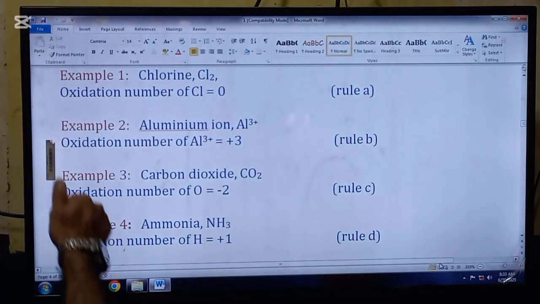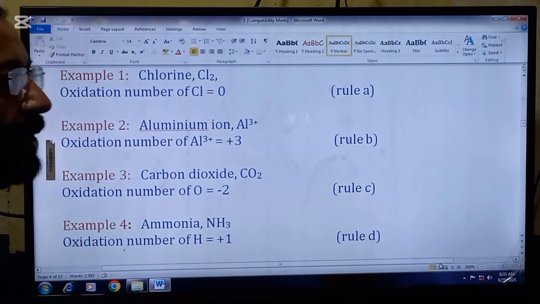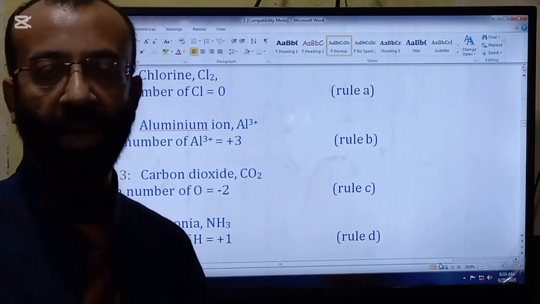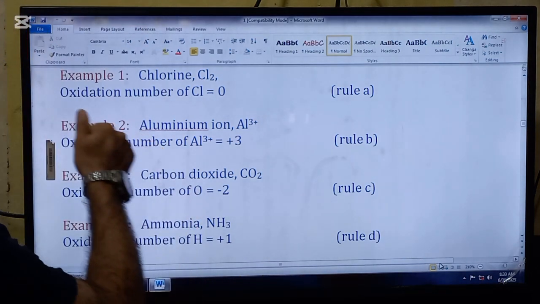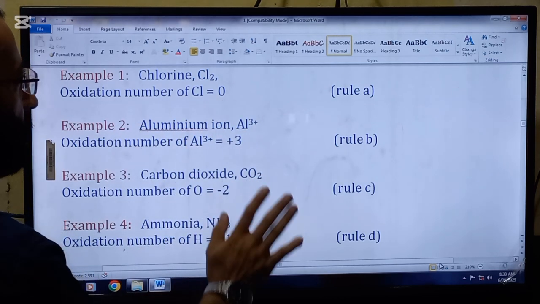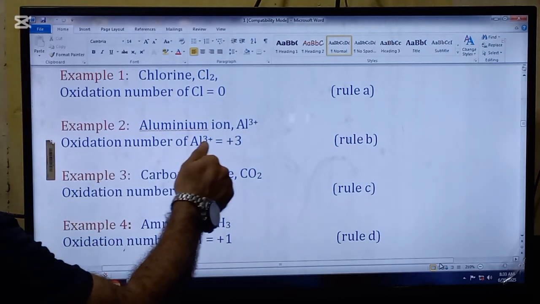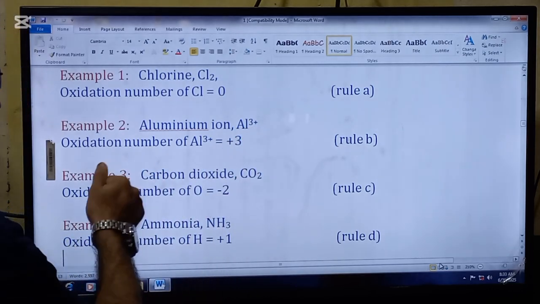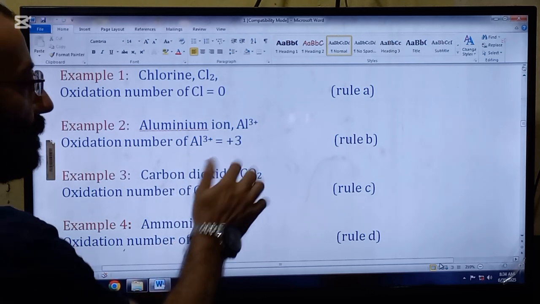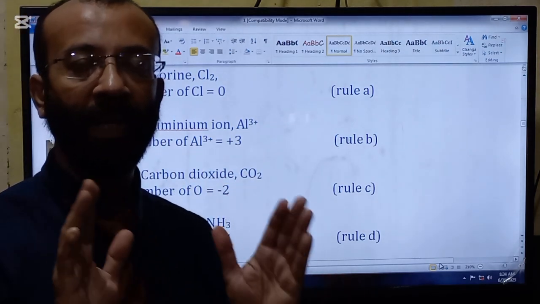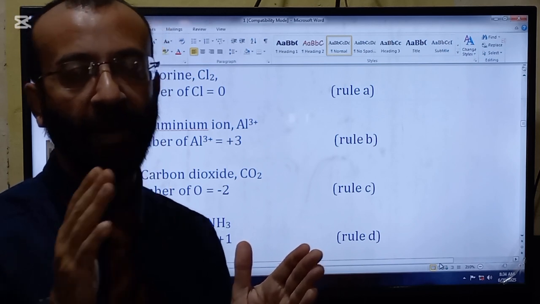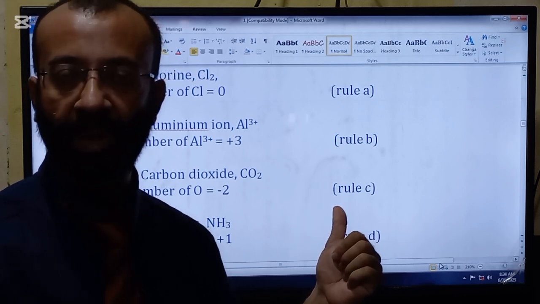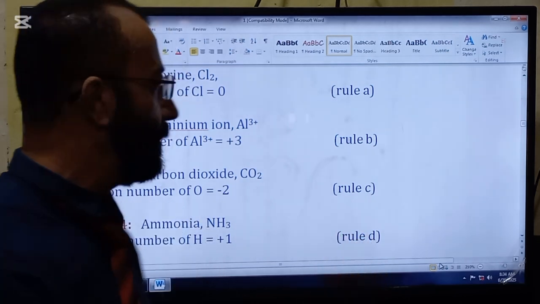So look now. Example 1 is chlorine, Cl2. So the first rule was atoms of an element are assigned oxidation number 0. So look now, oxidation number of Cl is 0. Example 2 is aluminium ion, Al3+. So look now, the charge is +3. So the oxidation number of Al3+ is +3. So this was another rule. Whatever the charge of an ion is, that will be the same as the oxidation number. So if charge is +3, oxidation number will also be +3.